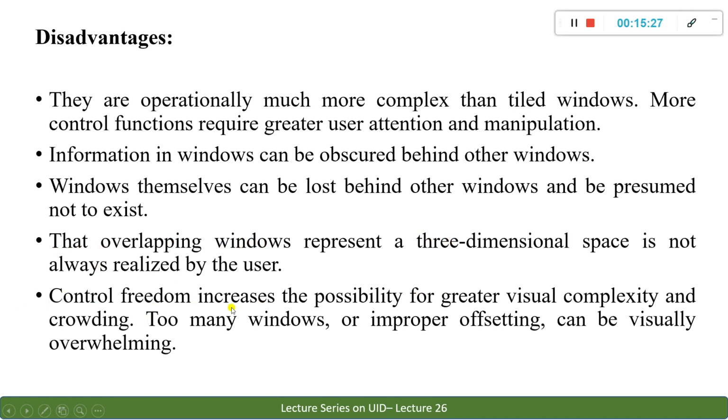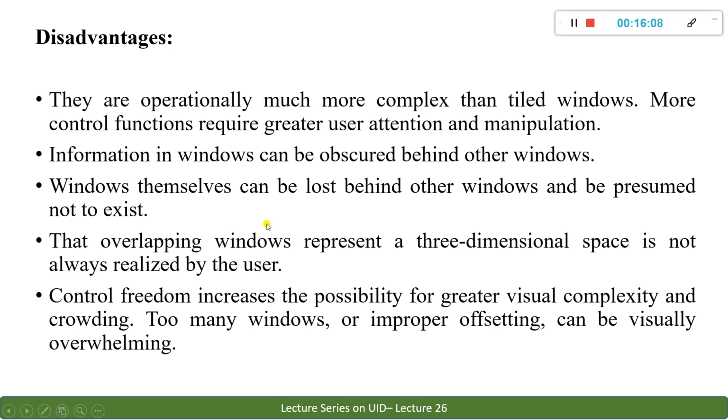So the control freedom increases the possibility of greater visual complexity and crowding. The user might open too many windows because you have an improper offset, like the window must be here only, next window will come to the very next part, or it is well arranged. Nothing of that sort is present because you have left all the controls free to the user. The user might create very visual complexity and overcrowding by having more number of windows. Okay, so this is somewhere an advantage as well as a disadvantage. It looks good, we use it, but it comes with a disadvantage also.